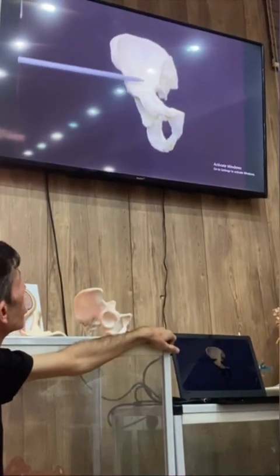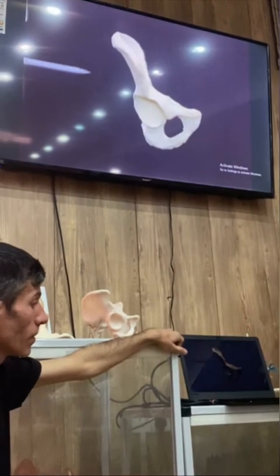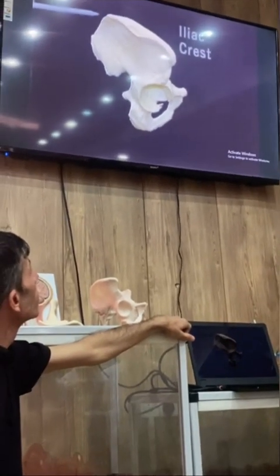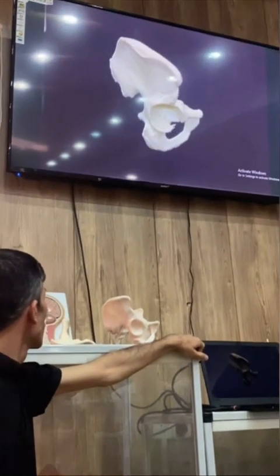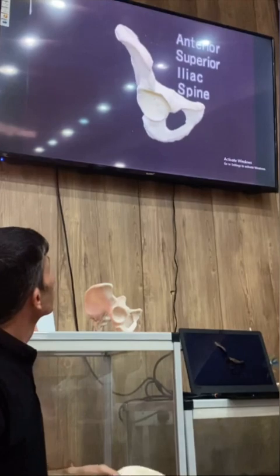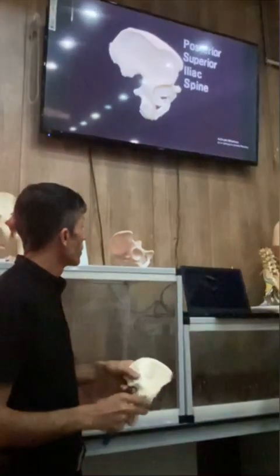This broad bony plate is the wing or ala of ilium. Its broad roughened edge is the iliac crest, an area where many important muscles attach. The iliac crest ends in front at the anterior superior iliac spine, and behind at the posterior superior iliac spine.